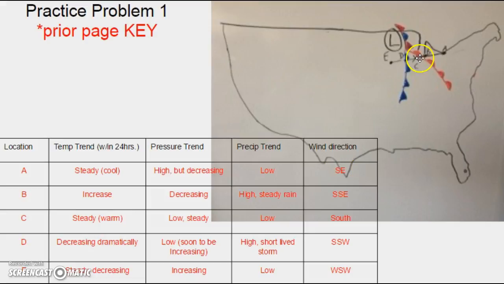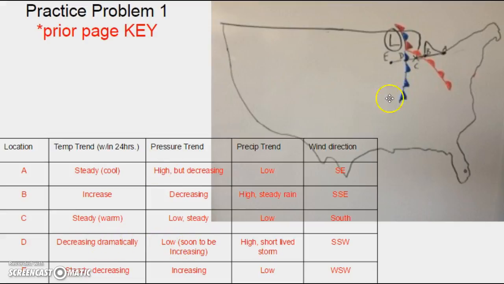Letter D. Letter D is on the cold front, and this is really the unique scenario. At letter D, the temperature within 24 hours is going to be decreasing dramatically. As soon as this cold front moves through, you're going to go from the warm sector into the cold sector, and that's going to be a very dramatic decrease in temperature.